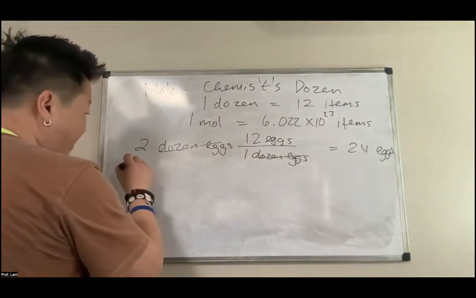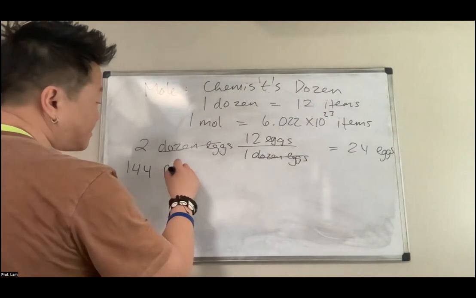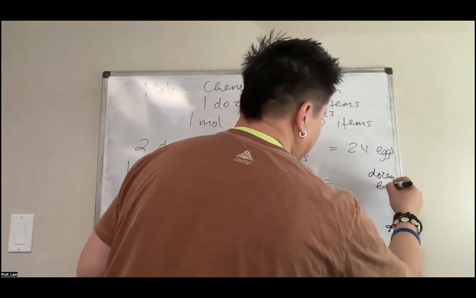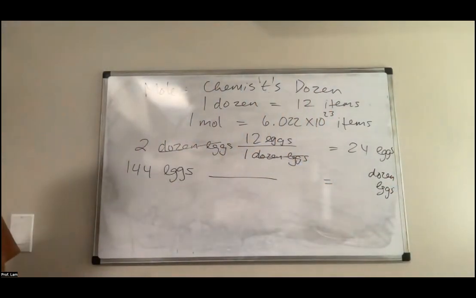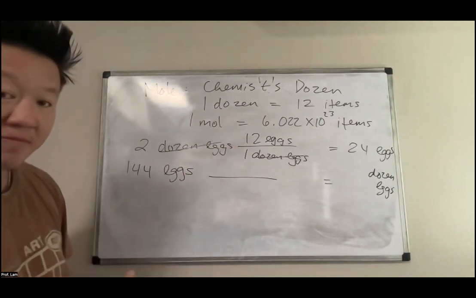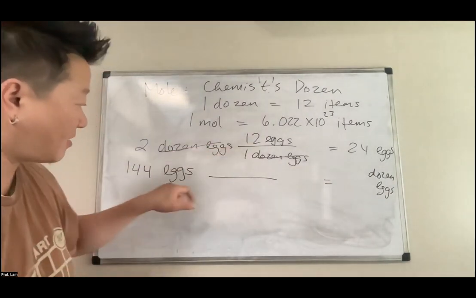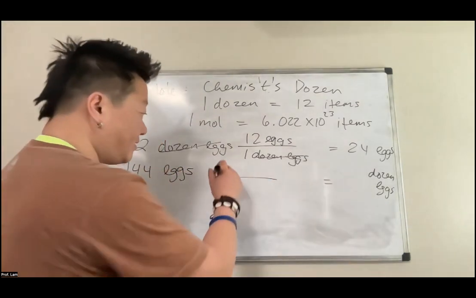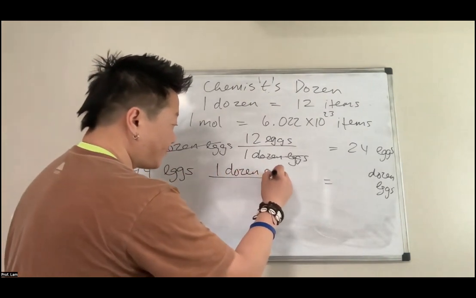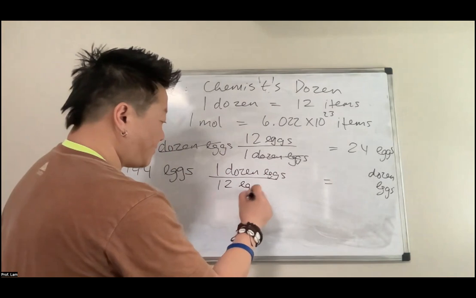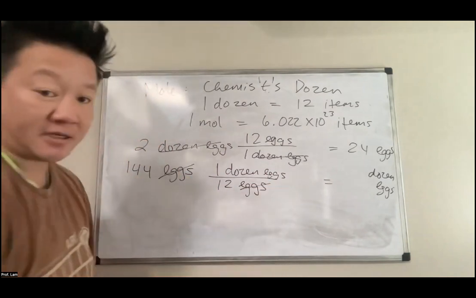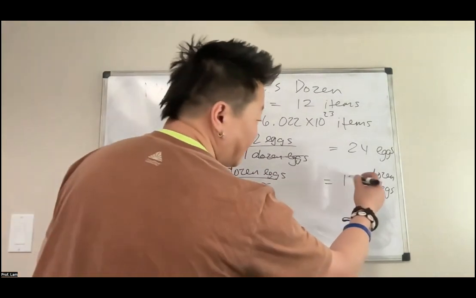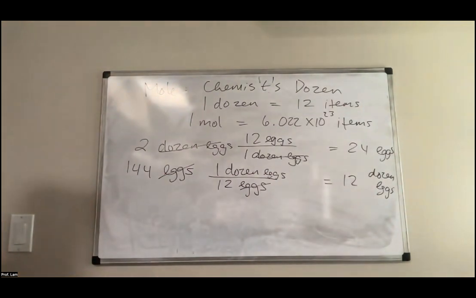Now we can go the other way around, right? If I have 144 eggs, I'm going to ask myself, how many dozen eggs is that? So you're going to use the same equivalency, but now you see that you need to put eggs on bottom so that eggs can cancel and dozen eggs on top because that's what you want for your answer. So now 1 dozen eggs is on top and 12 eggs is on bottom. Eggs can cancel. 144 divided by 12, right? You see that it's 12 dozen eggs.